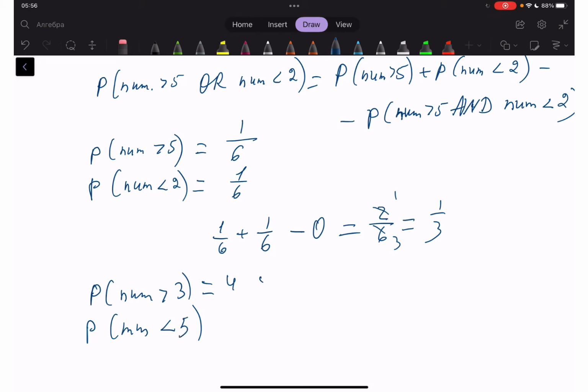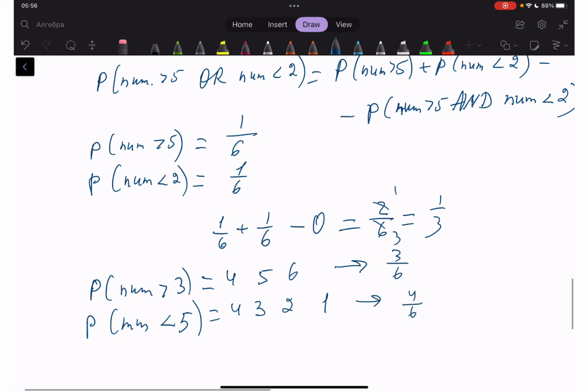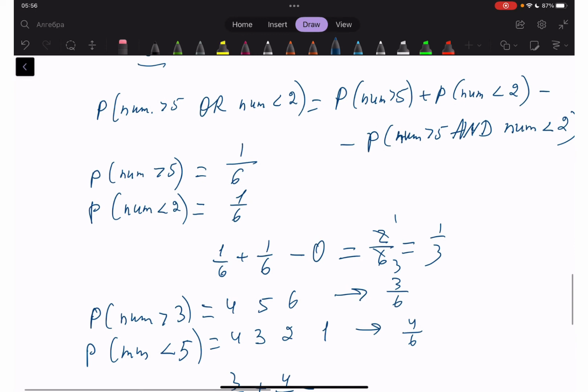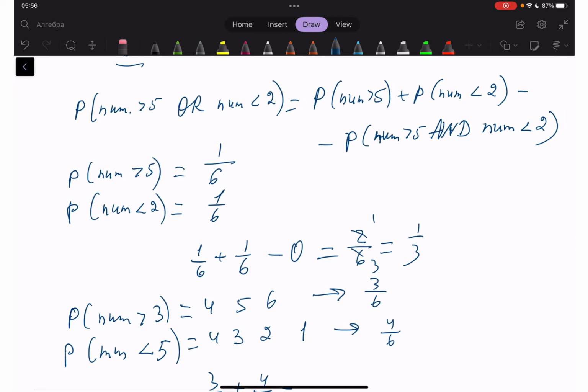We're gonna have 4, 5, and 6, right? Less than 5 is gonna be 4, 3, 2, 1, correct? Now, probability of first one is going to be 3 out of 6. We have 3 elements. Second one, it's going to be 4 out of 6, right? So 3 over 6 plus 4 over 6 and minus probability of number greater than 3 and less than 5.